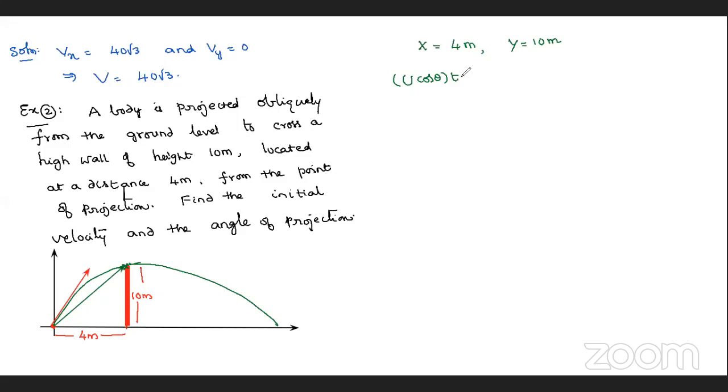Can't the slope be taken as the distance traveled? Slope means this one, which is the total displacement. Y is not 4, y is 10. This is the total displacement, whereas you are trying to calculate this part. I am asking for the angle of projection, theta. If you see the figure, you can understand.